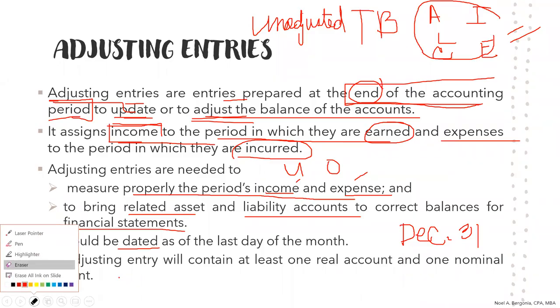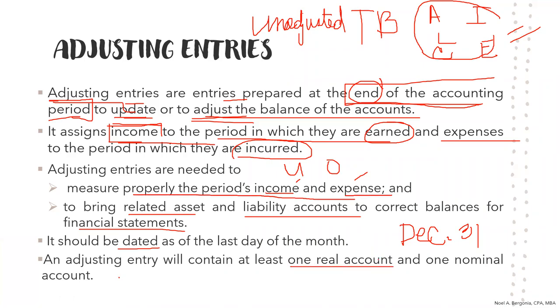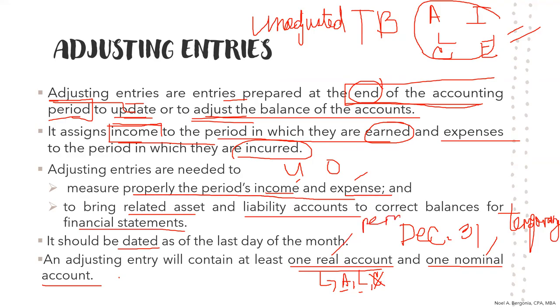Okay? So the adjusting entries will contain at least one real account. Okay, so pag sinabi nating real account, this refers to the asset, liabilities, and capital. Pero take note class ha, hindi natin ilalagay ang capital account kapag adjusting entry. So we will encounter at least the adjusting entry will have one real account, which is either an asset or liability, and then at least one nominal account. So yung nominal accounts, these are also known as our temporary accounts. Okay? Temporary. Samantalang yung real account naman, these are known as the permanent accounts.